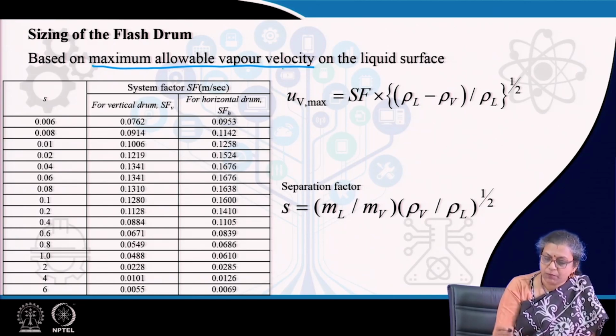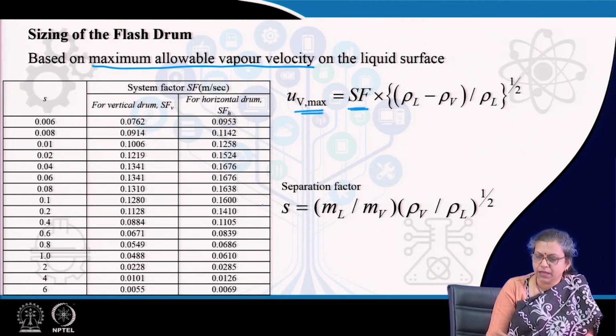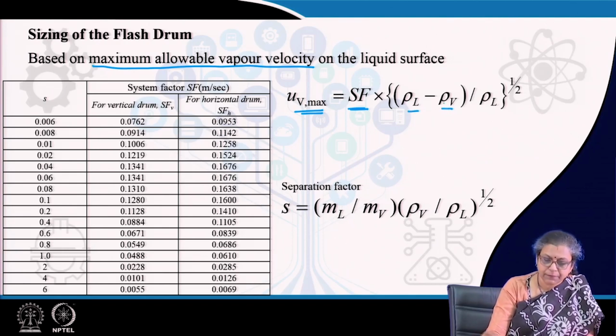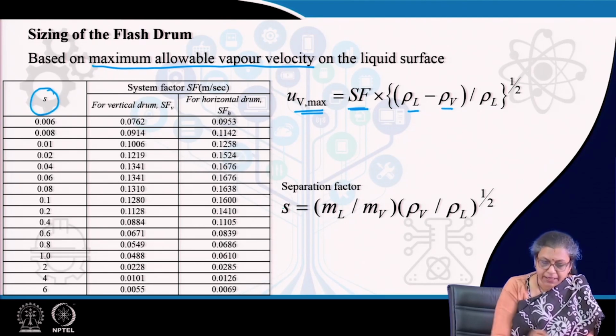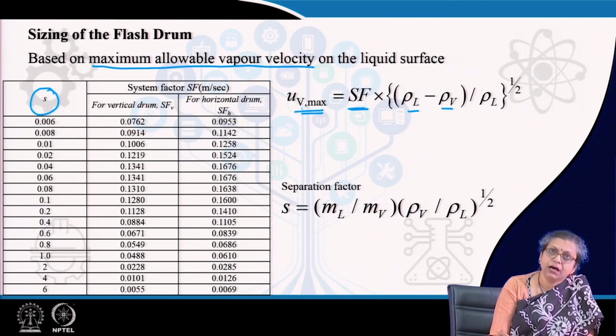Now, the maximum allowable vapor velocity can be found out from a system factor, and the liquid and vapor velocities. The system factors are given as a function of the separation factor in this particular table, for a horizontal drum and for a vertical drum. And we find that if the system factor is higher, then it allows a higher UV max. If it allows a higher UV max, a lower cross section of the drum can be obtained.